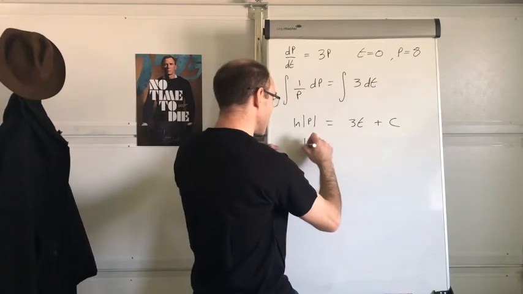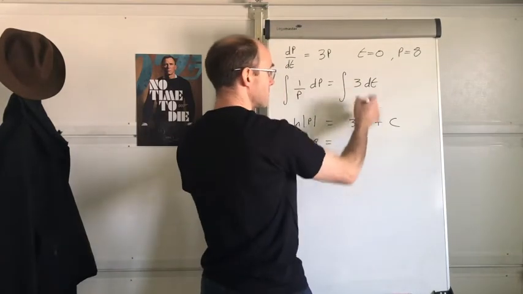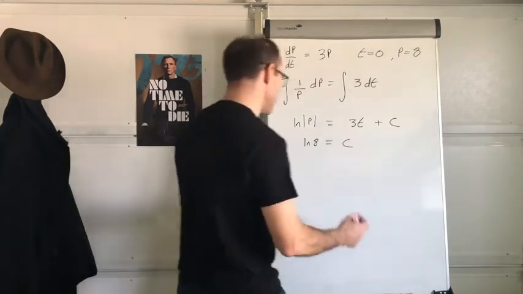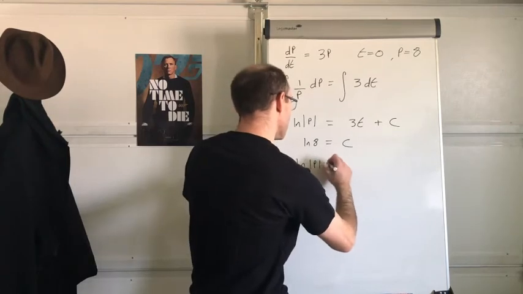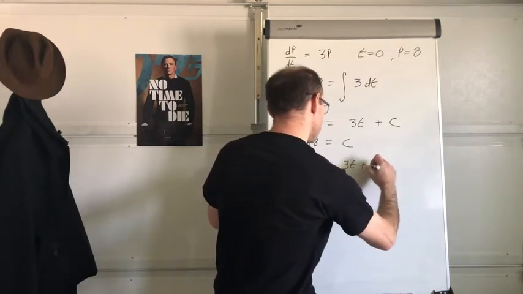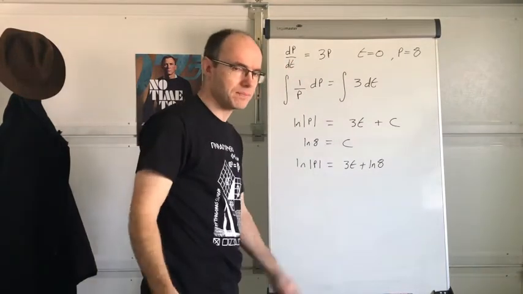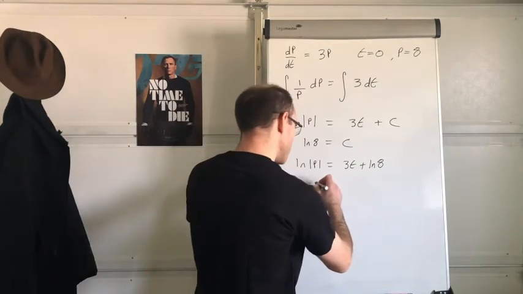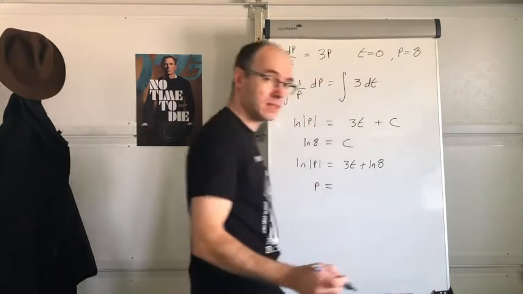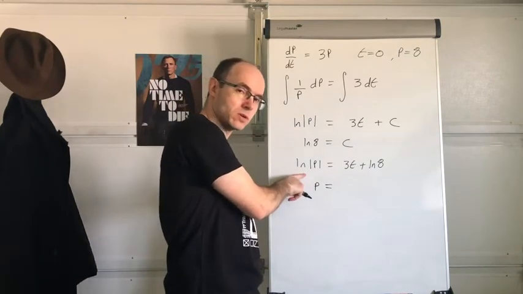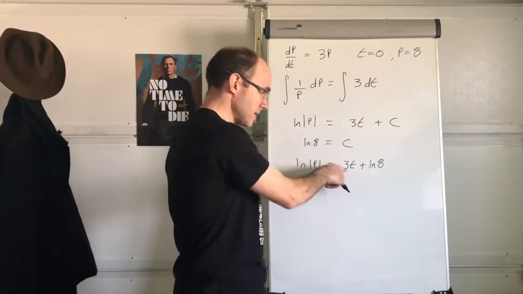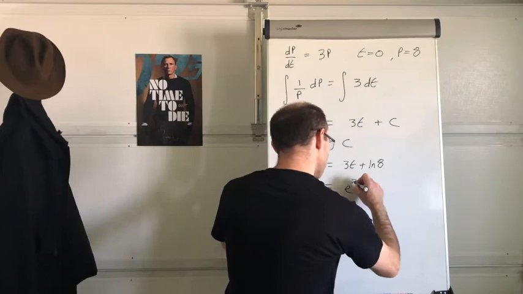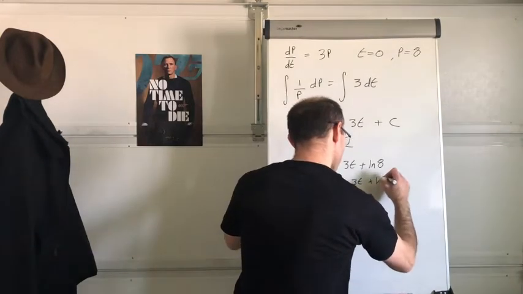So put in p equals 8, you get natural log of 8 is equal to 3 times 0, which is there. See, done, simple as that. So what that means is natural log of p is equal to 3t plus natural log 8. Reading the question, it says it needs to be in the form p equals something. So what do we do? Remember, we're doing the inverse of natural log to both sides. So that means you're raising this here, aren't you? You're doing e to the power of this. So that's going to be p is equal to e to the 3t plus natural log 8.